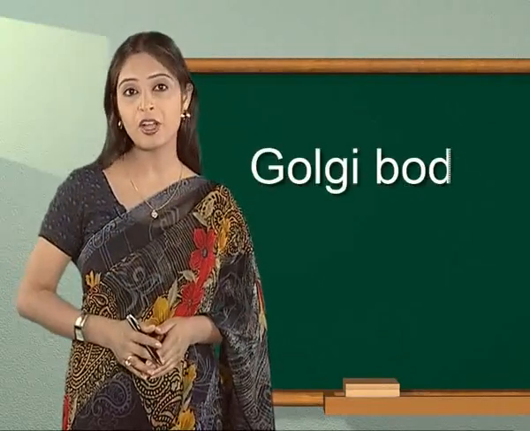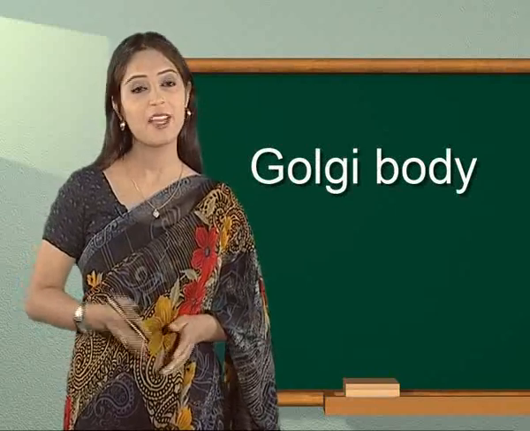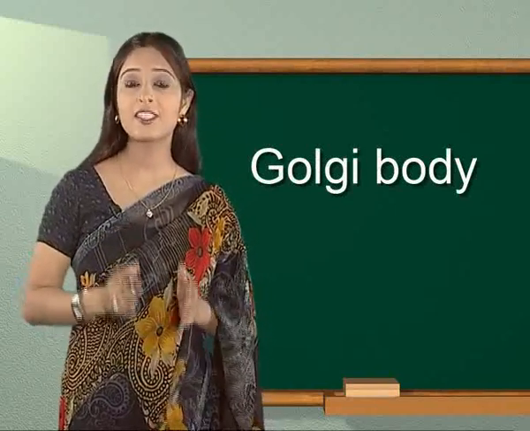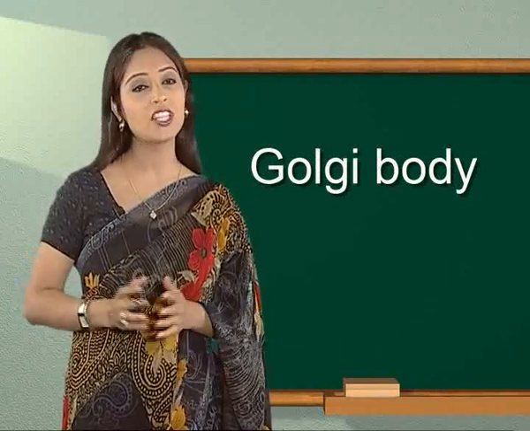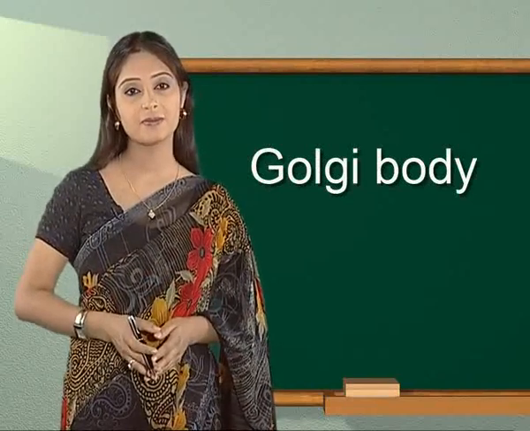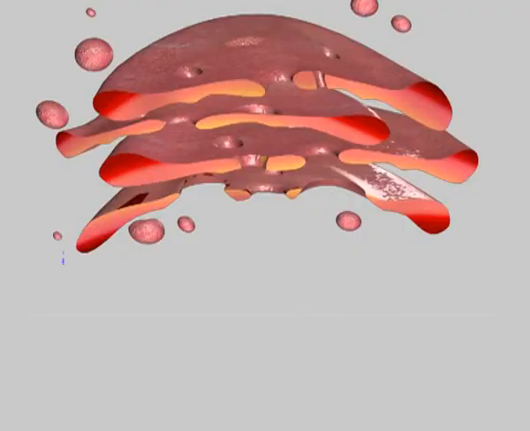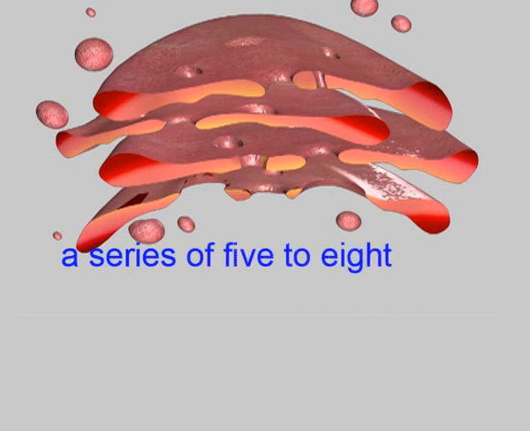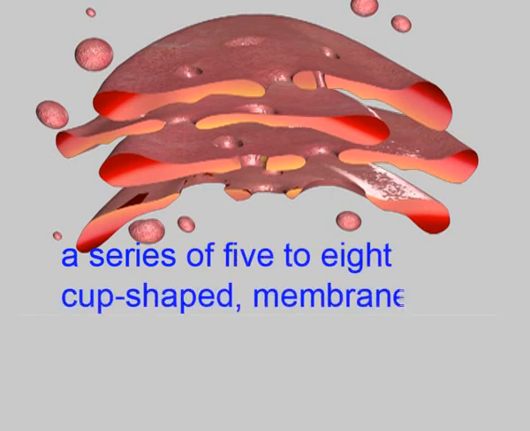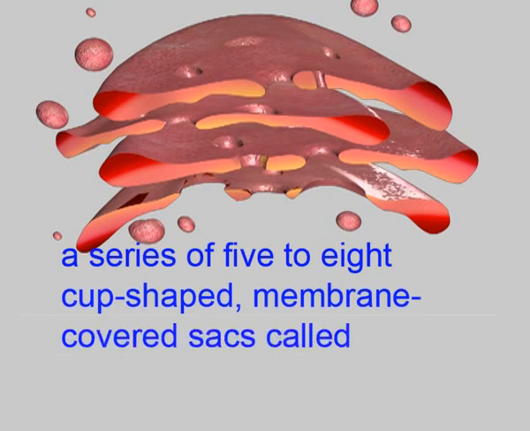First, let us ask about the Golgi body. So the question is, describe the structure of Golgi apparatus. The answer is, the Golgi apparatus comprises a series of 5 to 8 cup-shaped membrane-covered sacs called cisternae that look something like a stack of deflated balloons.